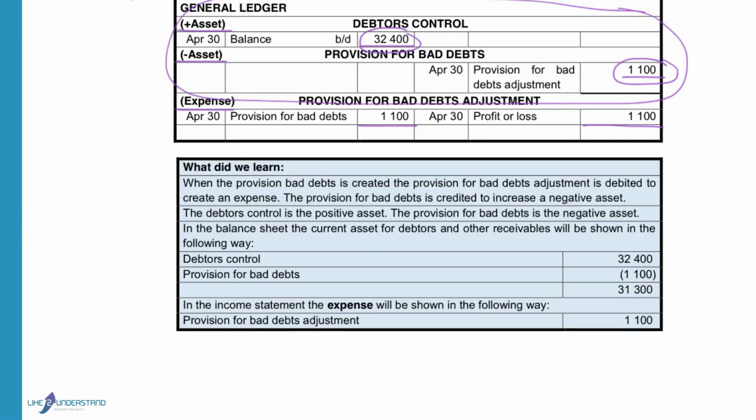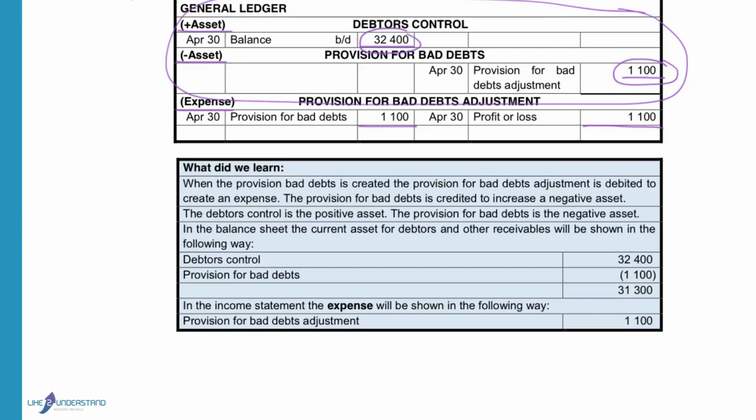What did we learn today? When the provision for bad debts is created, the provision for bad debts adjustment account will be debited to create an expense, and the provision for bad debts will be credited to create a negative asset. The debtors control is my positive asset and the provision for bad debts is my negative asset.